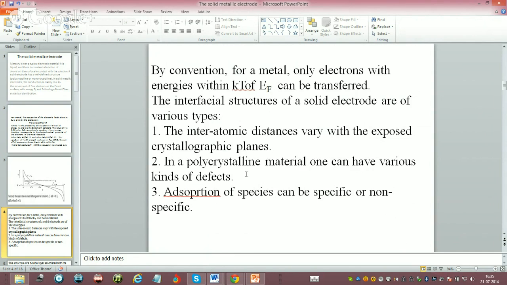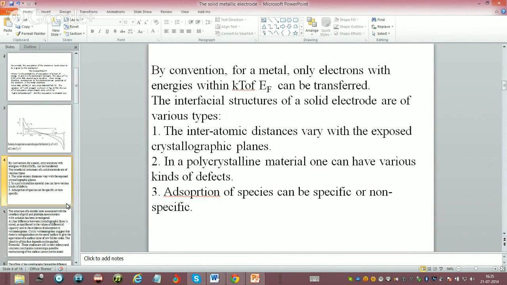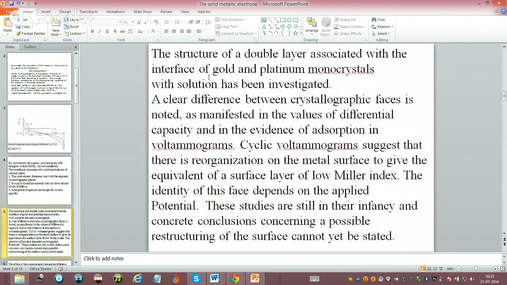In a polycrystalline material, one can have various kinds of defects, and these can also give rise to a distribution of the electrons. Adsorption of the species can also change the electron distribution. The adsorption can be specific or non-specific. So now the structure of a double layer associated with the interface of monocrystals with the solution has been investigated in a variety of metals like gold or platinum.